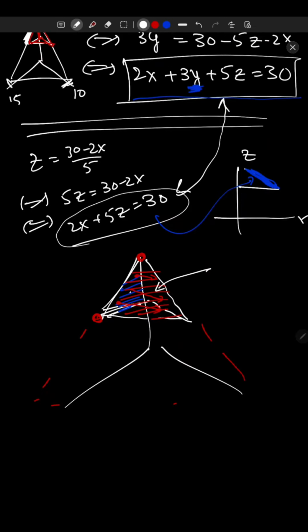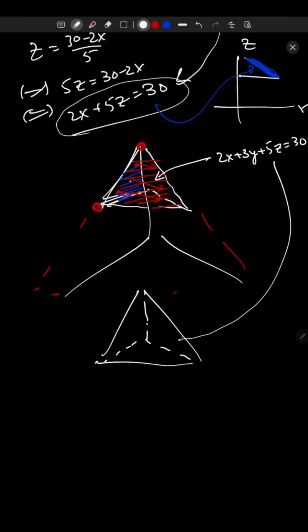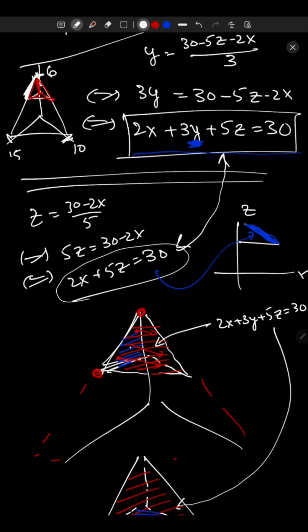All right, now that we have that, we're pretty much all set. We can change the order of integration whatever way we like because, well, what is this plane? The one that's facing us, that's 2x plus 3y plus 5z equals 30. Again, this is getting a little messy. Let me just draw it by itself. So this guy is the portion that's facing us. We have the ground over here.